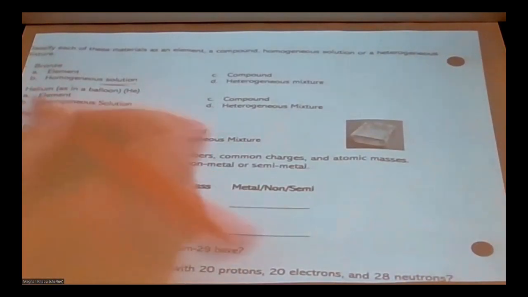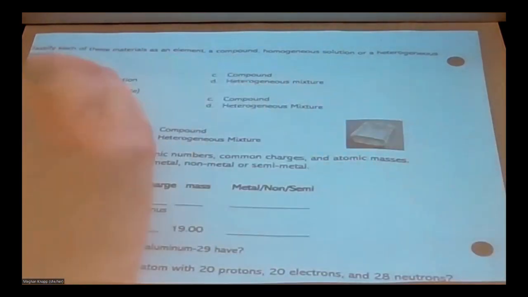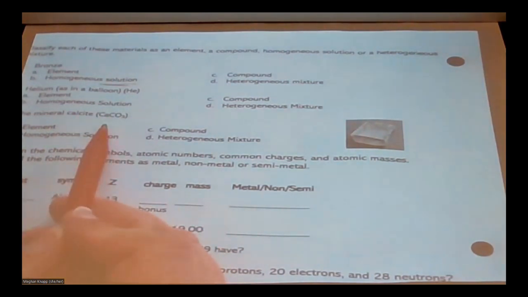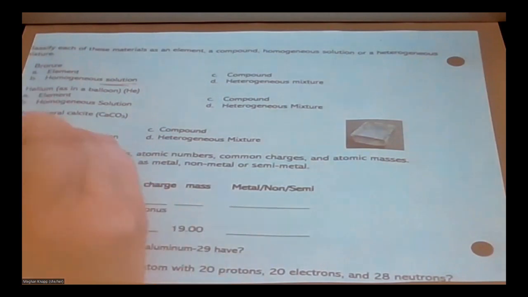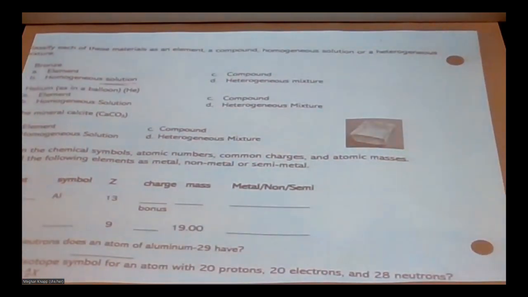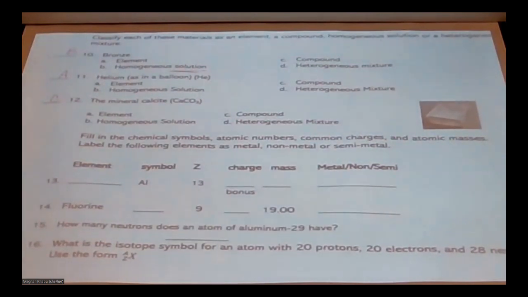Helium, I think everybody got that was an element. And then the mineral calcite, CaCO3. So this has a chemical formula. If it has a chemical formula, that tells you that it's a compound or an element, but an element would only have one element. So that's not. If you had sucrose, sucrose had a chemical formula, and so that also is a compound. Questions on those? Okay.